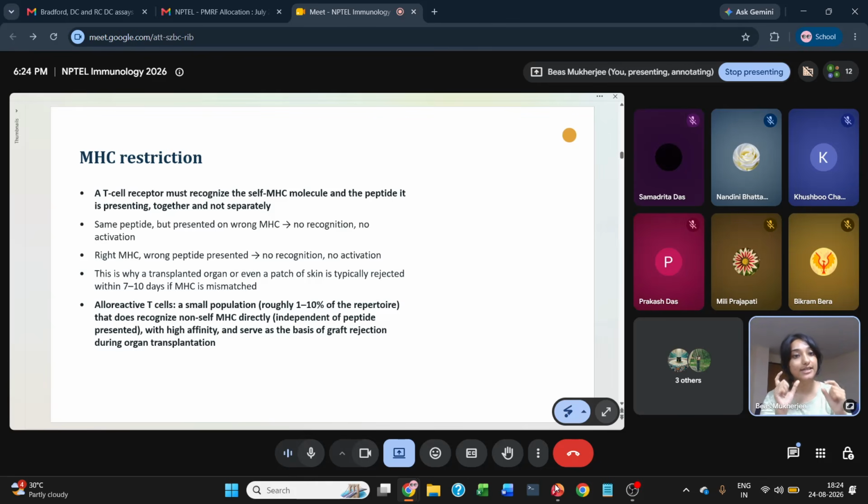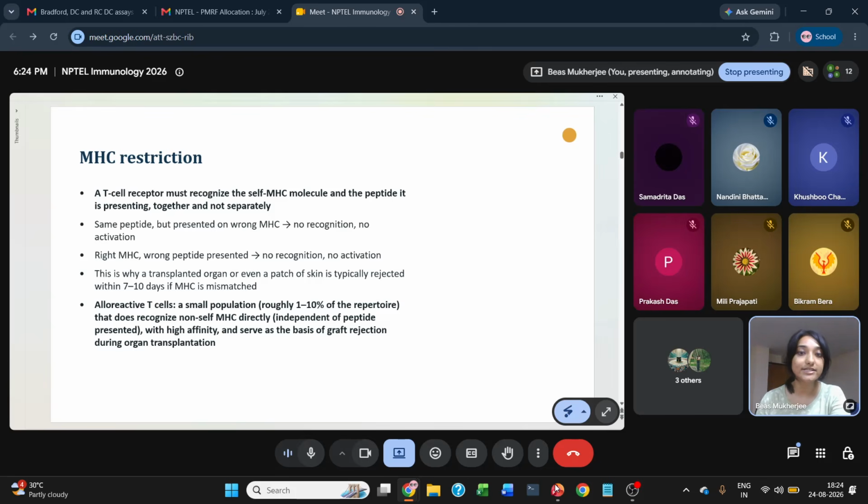All of these are recognizing exactly what type of MHC it is, plus they also recognize the antigen presented on it. So, same peptide but presented on the wrong MHC will lead to no recognition and no T cell activation. Right MHC but wrong peptide presented, once again no recognition and no activation. This is why a transplanted organ, or even a patch of skin, is typically rejected within 7 to 10 days if the MHC is mismatched. So the MHC sequence also has to be very, very consistent.